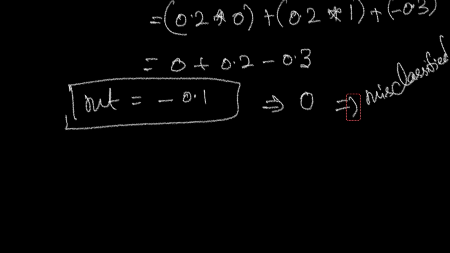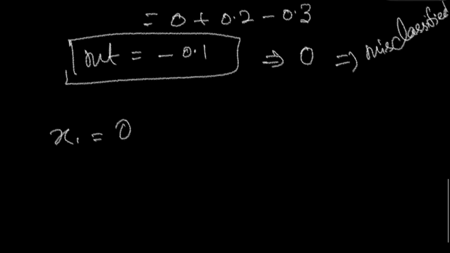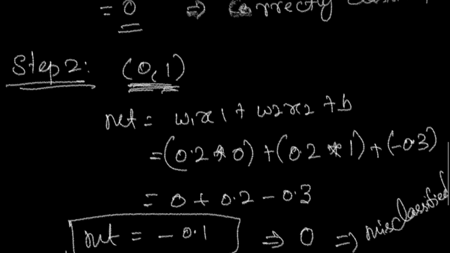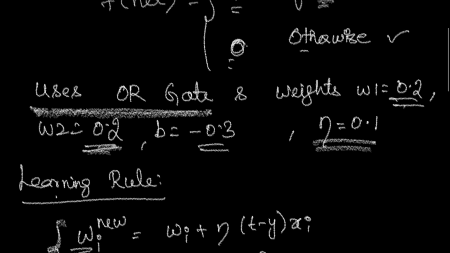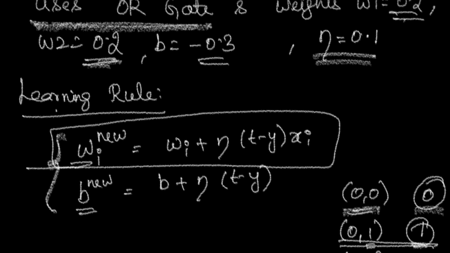Well, if I want to correct it, what should I do? I have the x1 value. What is the x1 value here? It is 0, right? We are passing 0 and 1. So x1 is 0 and x2 is 1. We know this. Now we have to calculate the new weights. What is the formula that can be used for calculating the new weights and bias? For new weights, I have to use Wi, the old weight, plus the learning rate times t minus y into x. This is the formula which I should apply.